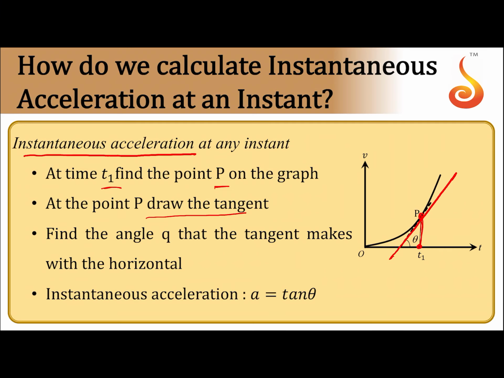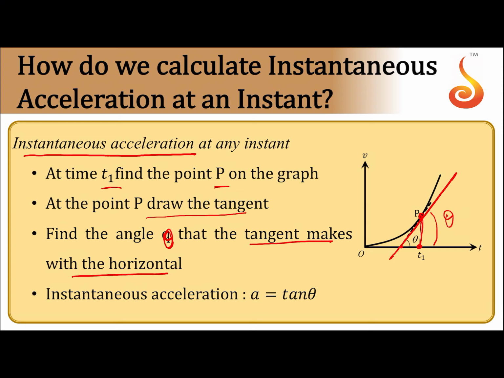Then what is the next step? Find the angle theta that the tangent makes with the horizontal. So, I measure this angle, it turns out to be theta. Which angle? The angle between the tangent and the positive x axis at the intersection point.